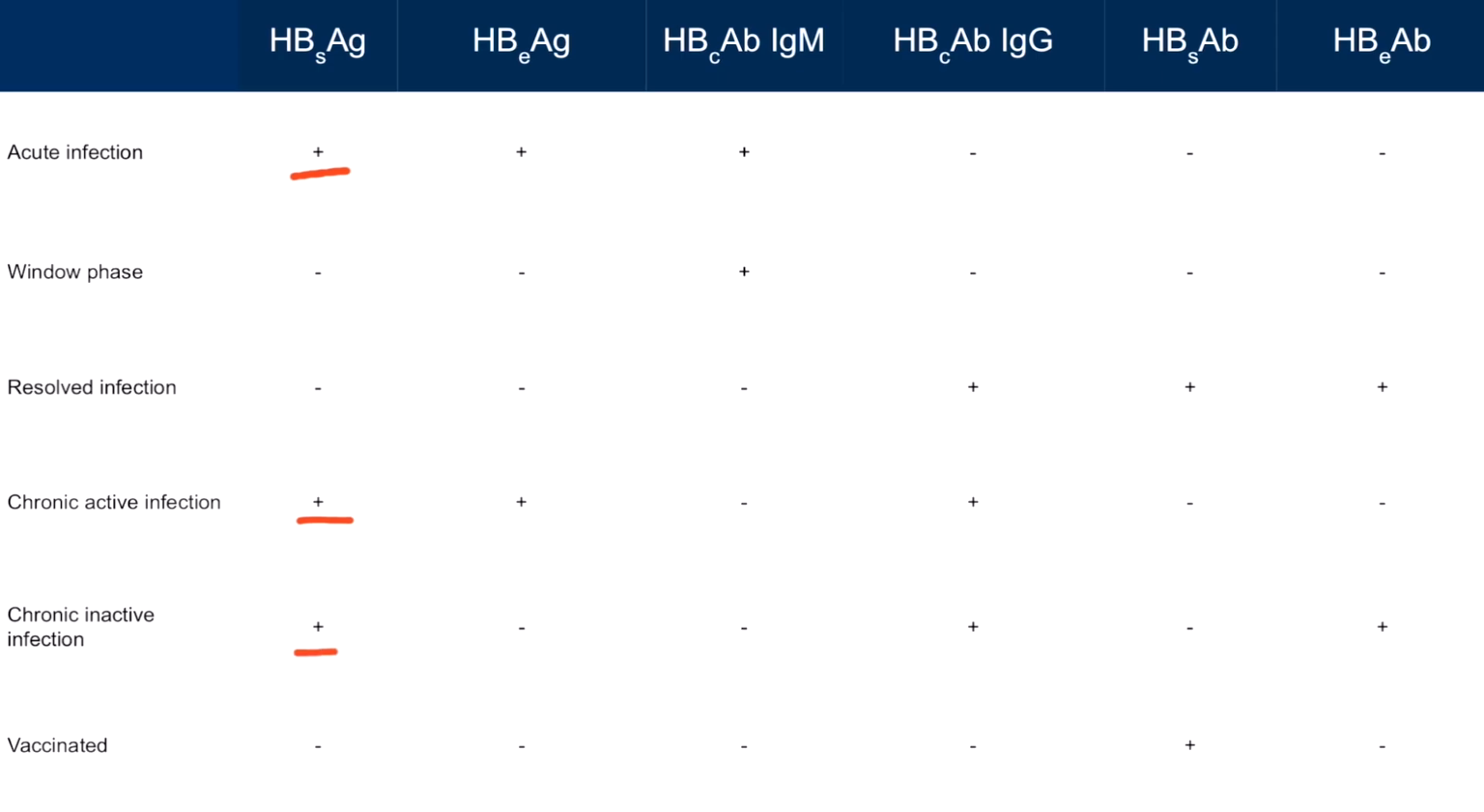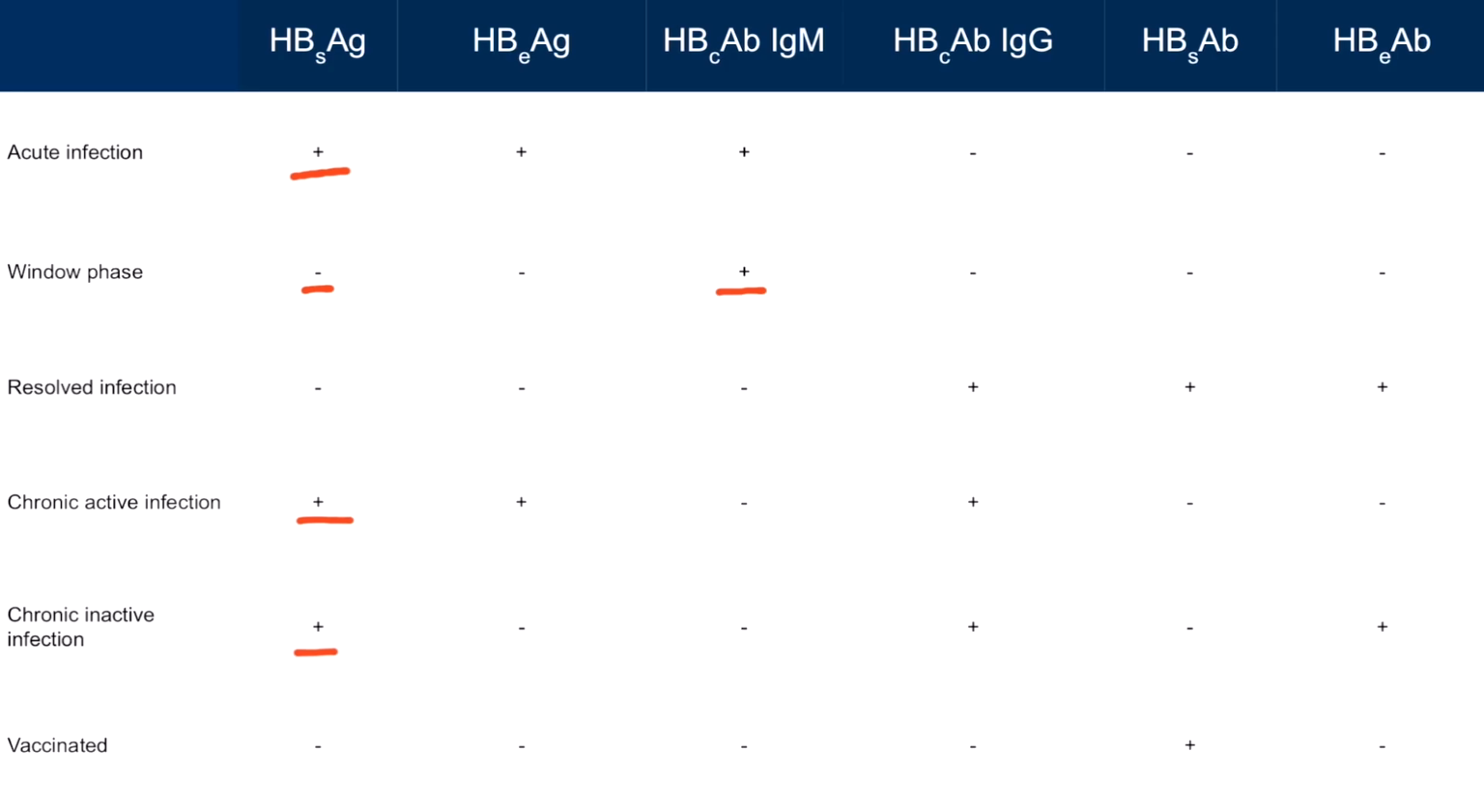The window phase is the only time during which HB surface antigen can come out negative, despite the presence of an infection. This is because during this time, HB surface antigen and surface antibody are present in equal amounts and bind to each other, making antigen-antibody complexes, leaving no free antigens or antibodies to be detected by lab tests. However, the presence of HB core IgM antibody during this period distinguishes it from an uninfected person. Therefore, we must look for HB core IgM antibody when testing patients with suspected hepatitis B, since it may be the only marker detected during the window phase.